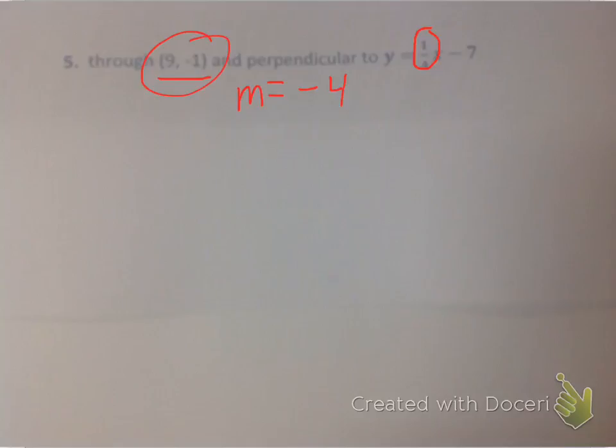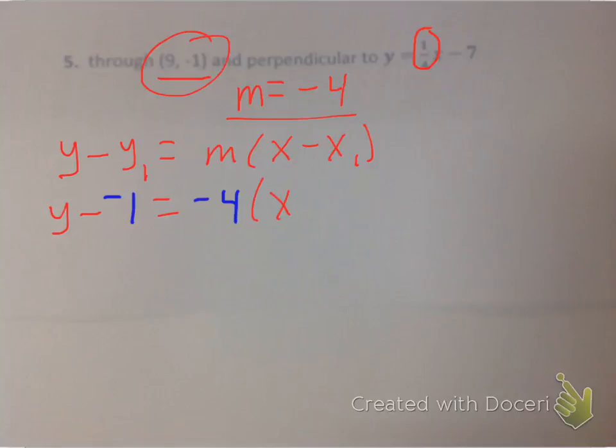So now we're going to use this point and this slope. So that's going to go y minus y1 equals m times (x minus x1). I'm just going to plug into the formula, so it's going to go y minus, my y1 in this case is a negative 1, equals my m, we just concluded it was a negative 4, and then that's going to go x minus, and my x1 is 9.